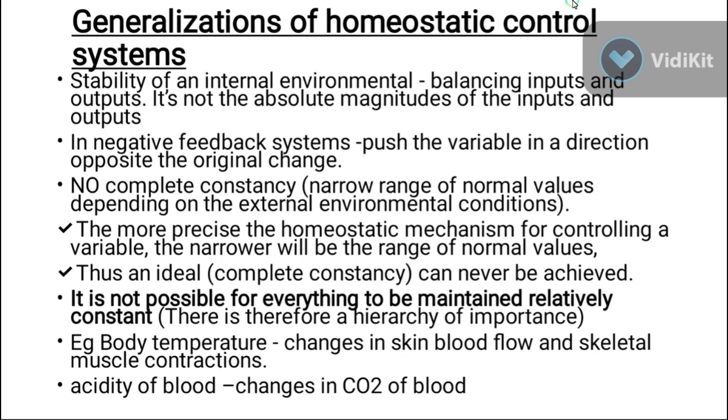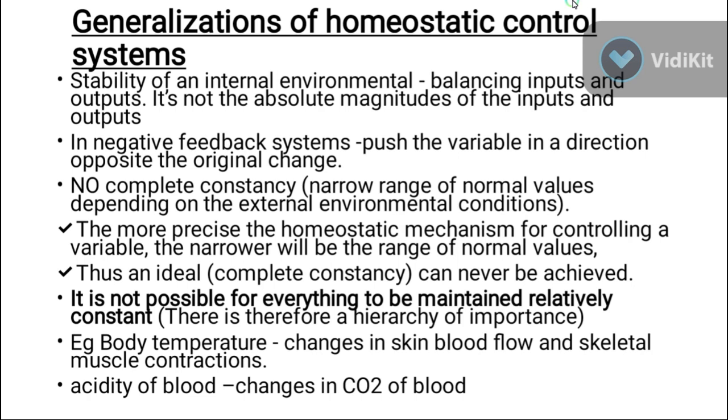Generalizations of homeostatic control systems. Stability of an internal environmental variable is achieved by balancing inputs and outputs. It is not the absolute magnitudes of the inputs and outputs. Negative feedback systems push the variable in a direction opposite the original change. There is no complete constancy, only a narrow range of normal values depending on the external environmental conditions. The more precise the homeostatic mechanism for controlling a variable, the narrower will be the range of normal values. Thus an ideal, complete constancy can never be achieved.